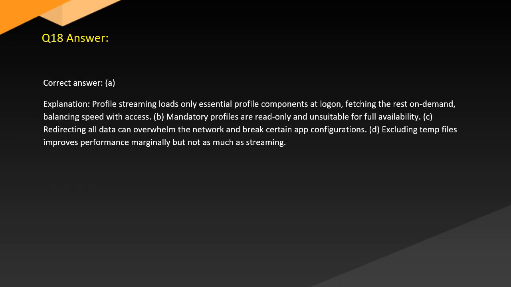Answer. Correct answer, A. Explanation. Profile streaming loads only essential profile components at logon, fetching the rest on demand, balancing speed with access. B. Mandatory profiles are read-only and unsuitable for full availability. C. Redirecting all data can overwhelm the network and break certain app configurations. D. Excluding temp files improves performance marginally but not as much as streaming.